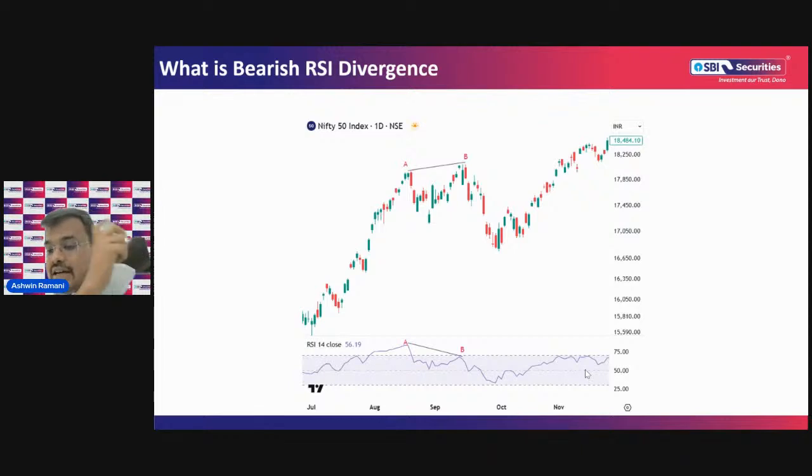Now what is a bearish divergence, guys? Bearish divergence is exactly opposite of a bullish divergence here. Bearish में क्या होता है, here the price ने यहाँ पे एक हाई बनाया, फिर प्राइस नीचे आया, then the price again started its upward journey here. Now what I see here at B point is the price has made a new high.